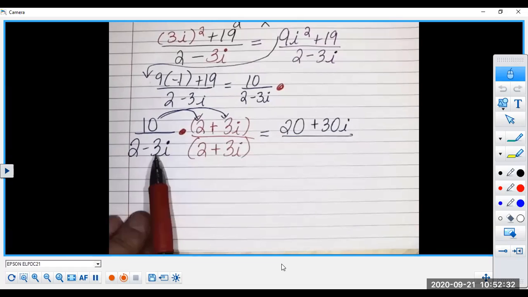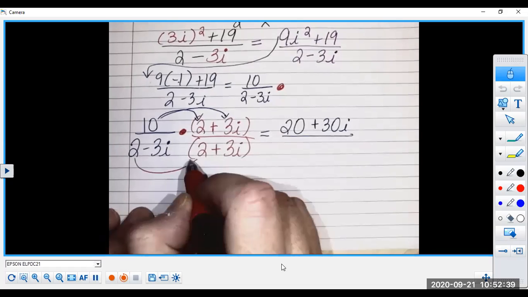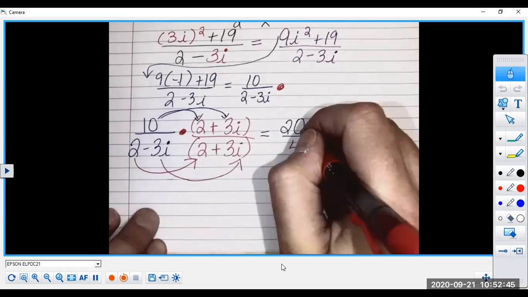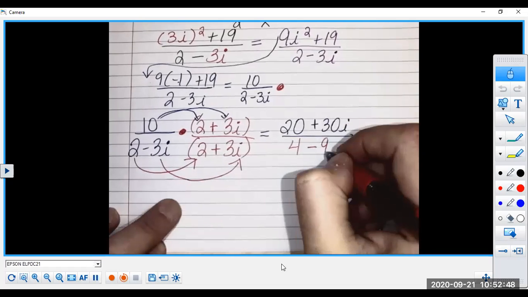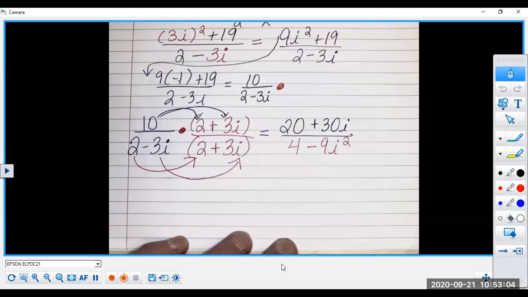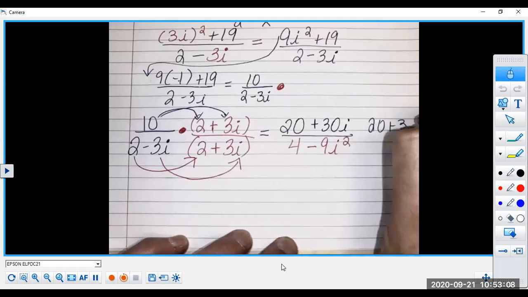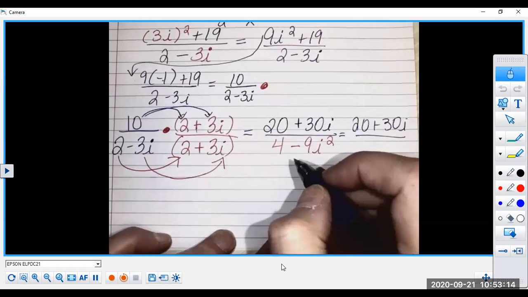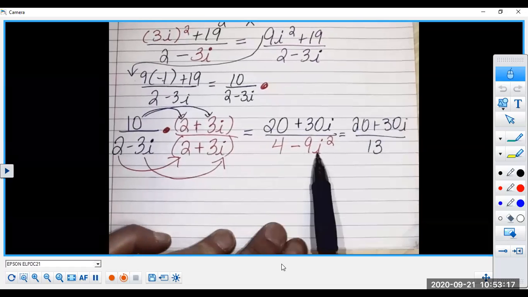Okay, on the bottom you have conjugates. So the only part you need to multiply of FOIL is what? First and last. So 2 times 2 is going to give you 4. Negative 3i times positive 3i is going to give you negative 9i squared. So the goal when you're dividing or when you have fractions like this, you want to make sure i is out of the denominator. You can't leave a radical, and that's what i is. So simplify further, the top is 20 plus 30i all over the bottom becomes 13. That becomes positive 9.